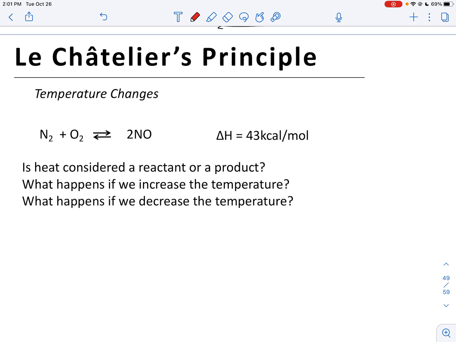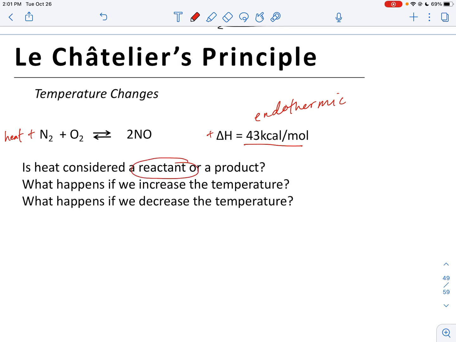We have nitrogen and oxygen make nitrogen monoxide. Our delta H, oh, look, it's endothermic. This is a positive delta H, so this is endothermic. So we could literally write heat in as a reactant. We say heat plus nitrogen plus oxygen. Okay, so we answered the first thing. Heat is considered a reactant.